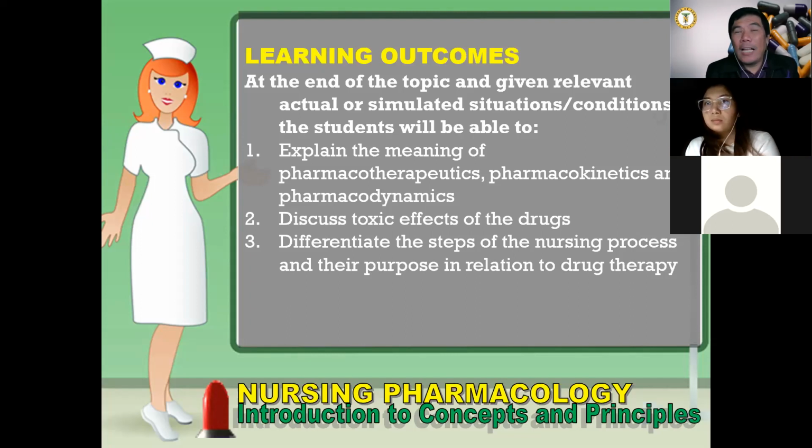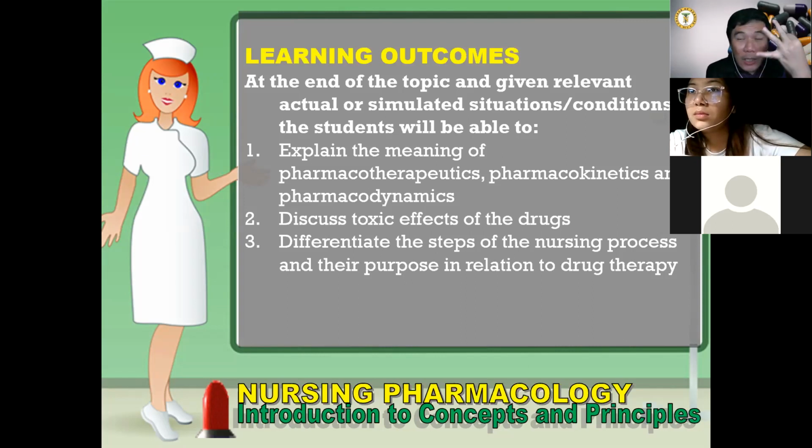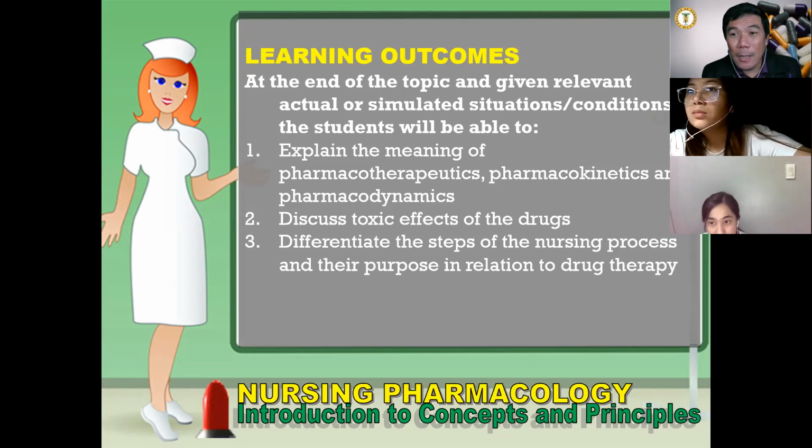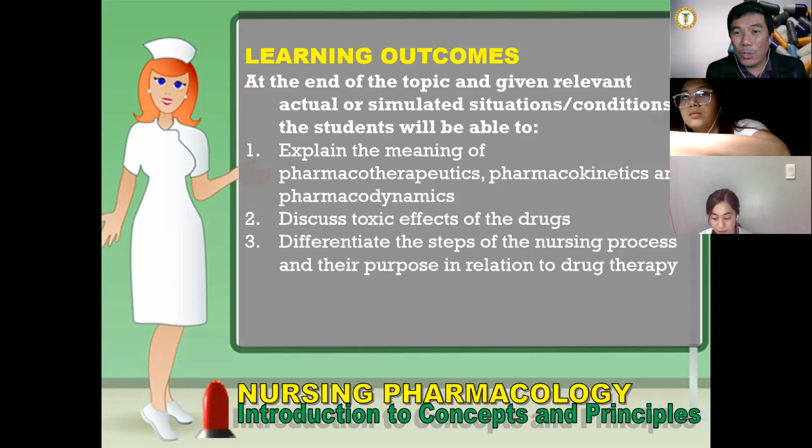A, will the nurse administer the drug since it is prescribed by the doctor? B, the nurse will withhold the drug because it is less than 60. Or C, will ask the patient if she will receive the drug. Which of the three responses could be the appropriate action? The answer is letter B. Very good.